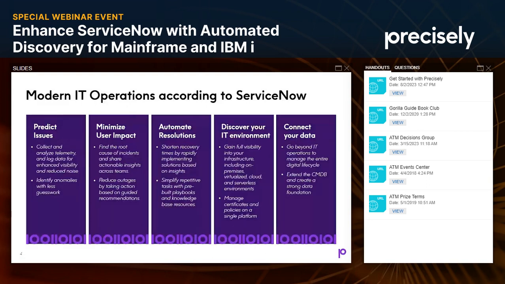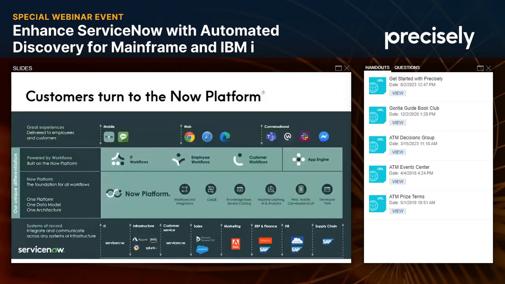So with those five pillars being part of IT operations, what customers really see from ServiceNow is the Now platform, and that is the infrastructure that ServiceNow provides to deliver not just IT operations, but as you can see along the bottom, sales, marketing, ERP. ServiceNow is a very broad-based platform that can drive all of these use cases or these business processes.